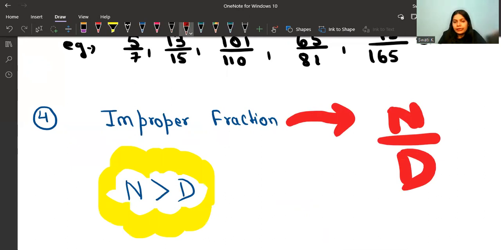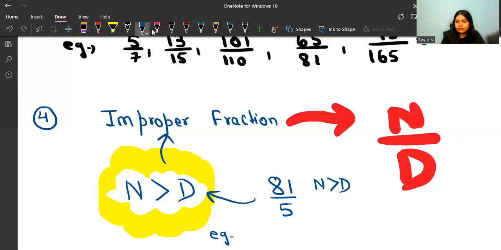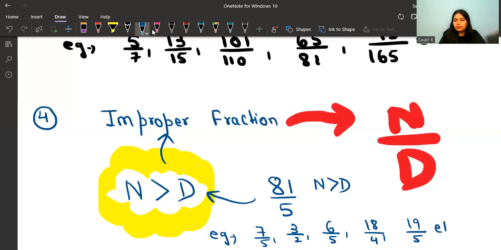For example, I have 81 over 5. Can you see that here the numerator is bigger than the denominator? It is satisfying the condition of an improper fraction. That is why it is called an improper fraction. I'll write down 5 examples here: 7 by 5, 3 by 2, 6 by 5, 18 by 4, 19 by 5, etc. How many improper fractions can we write down? We can write down infinitely many improper fractions.